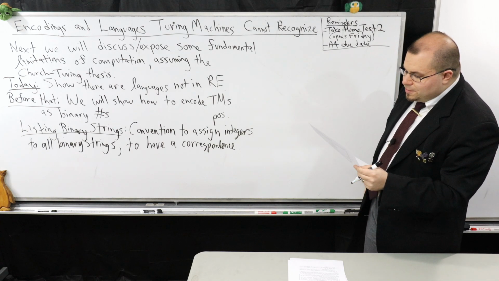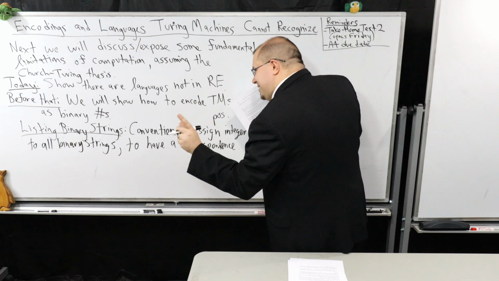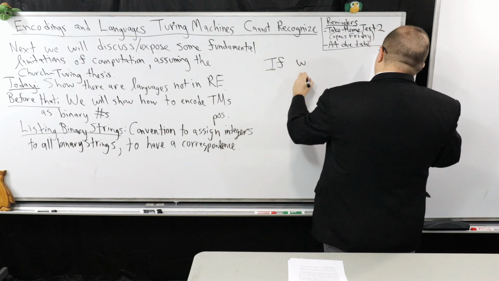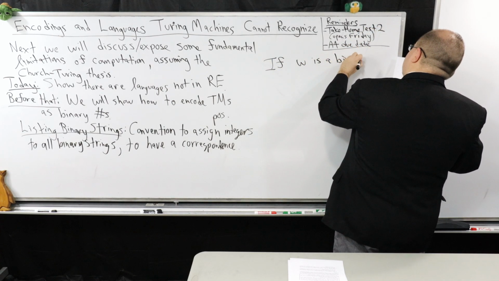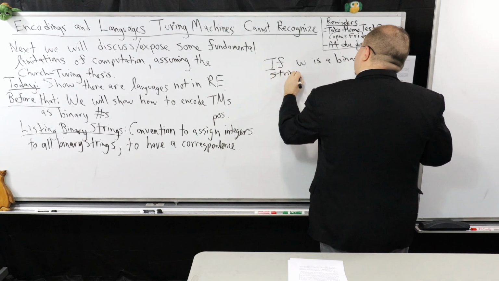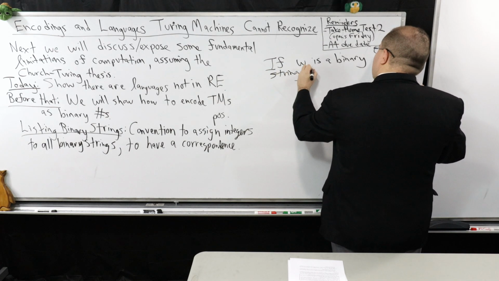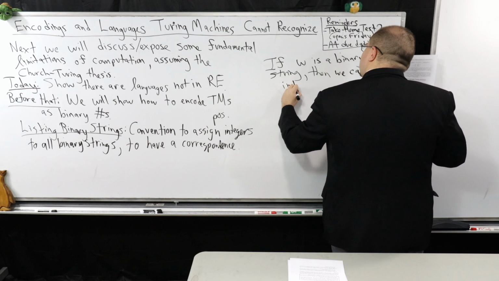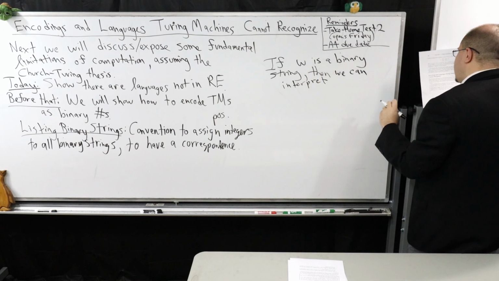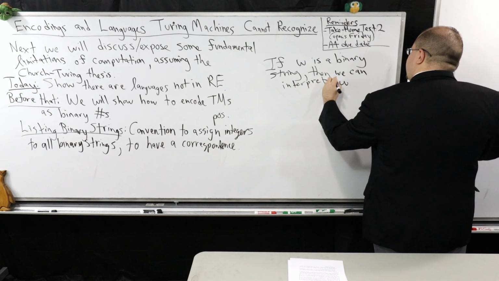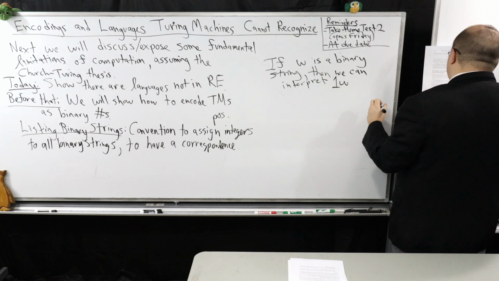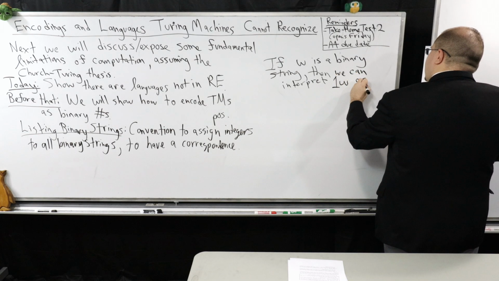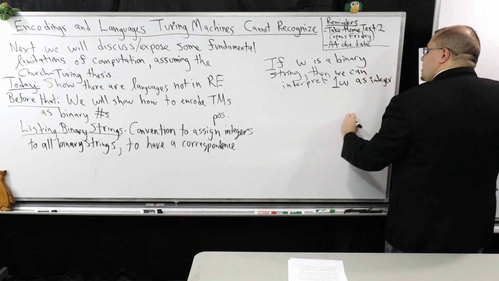So here's how it's going to go. This is based on the idea I showed you last day, that little trick I thought was a little easier to see. So if W is a binary string, then we can interpret 1W, where W is the binary string, as integer I.